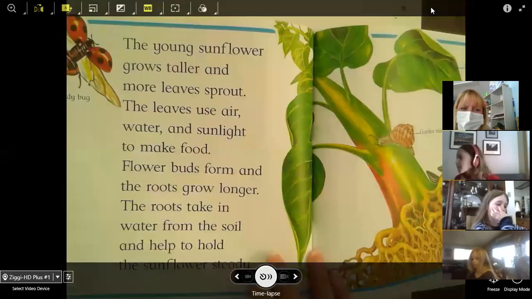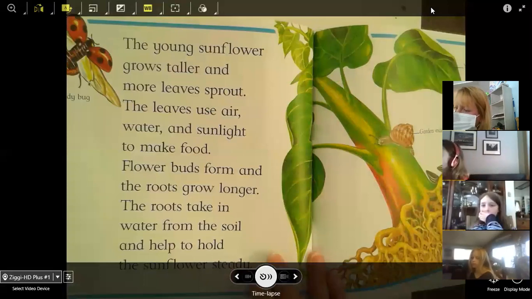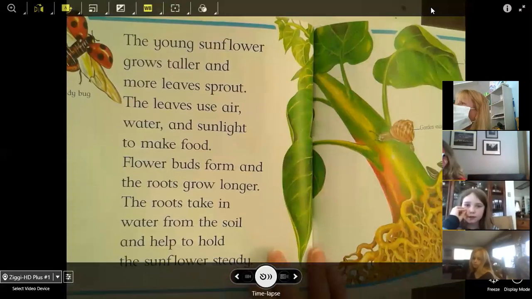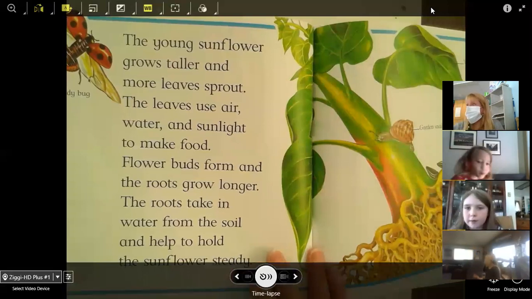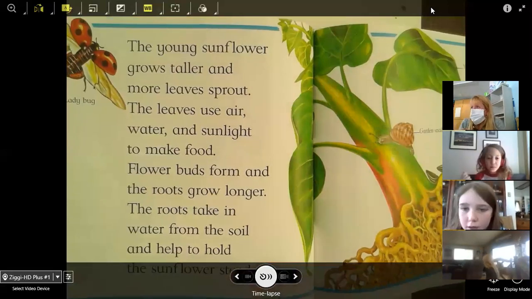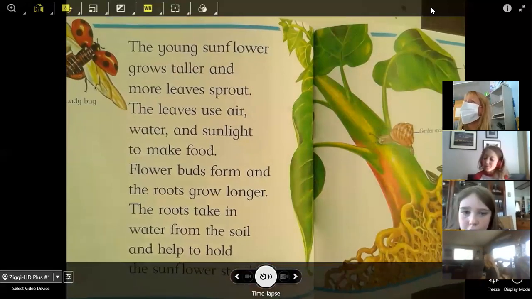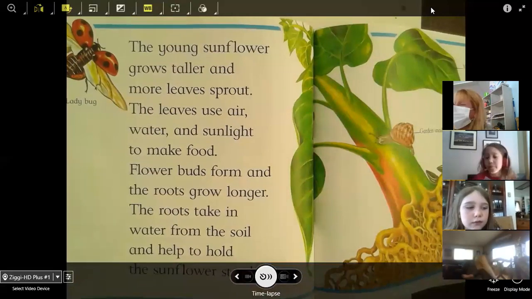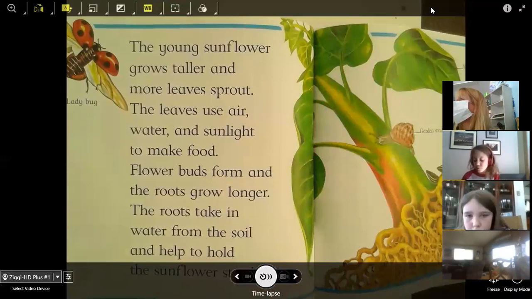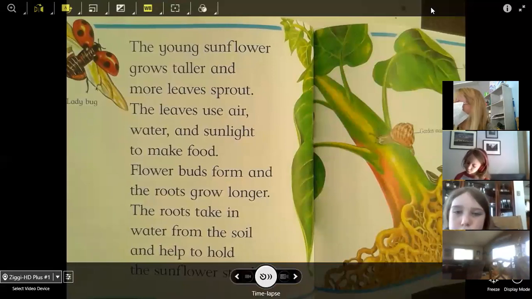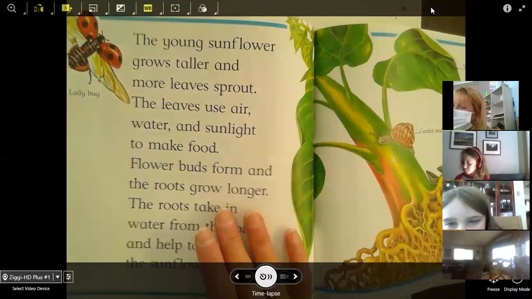The young sunflower grows taller and more leaves sprout. The leaves use air, water, and sunlight to make food. Does anyone know what that process is called? What do you think, Abby? Germination is when it sprouts from the seed and it starts beginning to grow. What do you think? What did he say? Reproduction. Not that, that's when the adult plant forms a seed to make a new cycle. But when the leaves use the sun to make food, you know? No, photosynthesis. The leaves use air, water, and sunlight to make food.